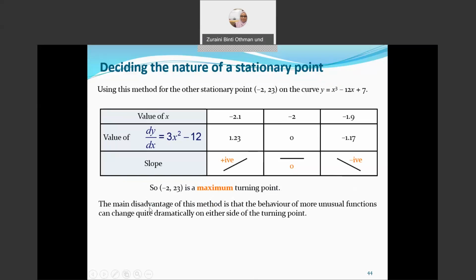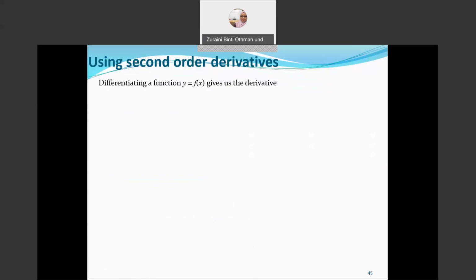Okay, the main disadvantage of this method is that the behavior of more unusual function can change quite dramatically on either side of the turning point. Okay, it is also time consuming and involves several calculations.